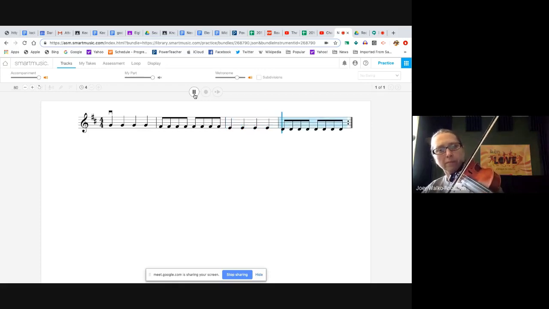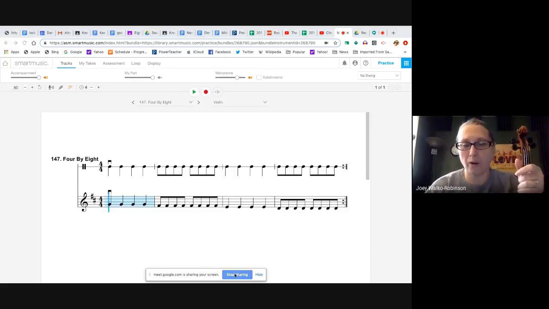Okay, that takes you through all of page 30, some basic eighth note rhythm patterns. We're going to do some more of that next time.